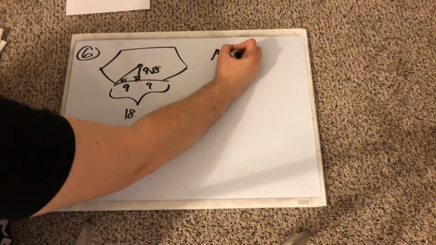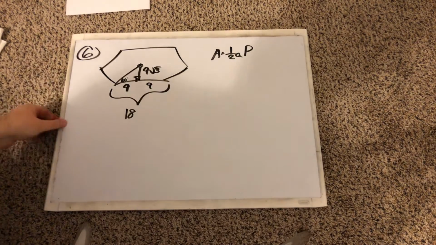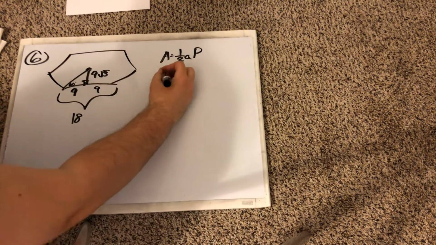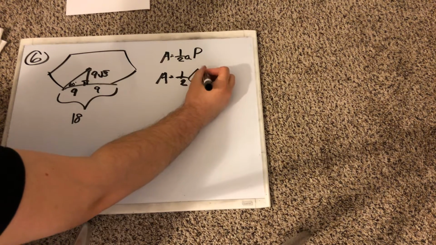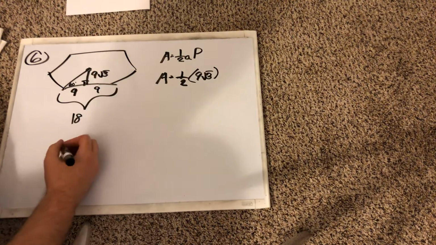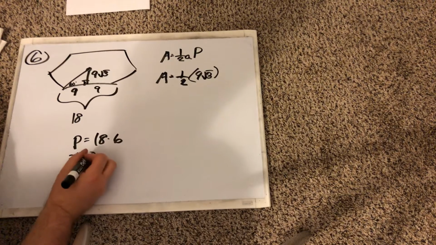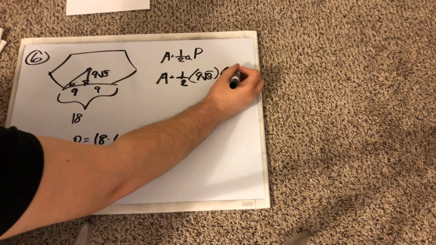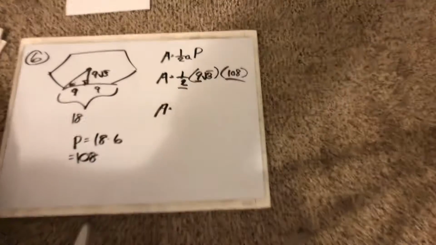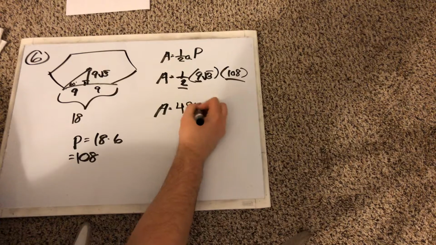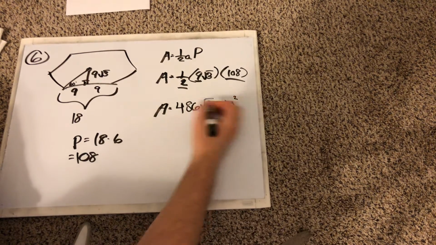The area, 1/2 apothem times the perimeter. One half times 9 square root 3, and then perimeter, 18 times 6 is 108. 1/2 times 9 times 108 is 486 square root 3 units squared.